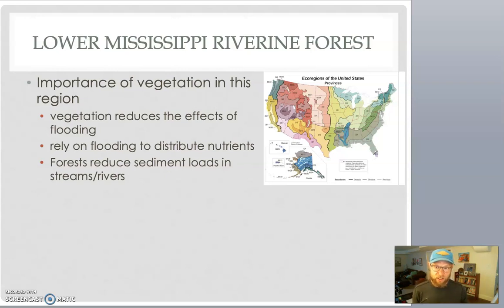So these are three really vital functions that these forests perform for the Mississippi River. And again, lots of them have been removed over the last century or so, and so we've seen some negative impacts of the flooding, the nutrient loading in those rivers, and the sediment loading.